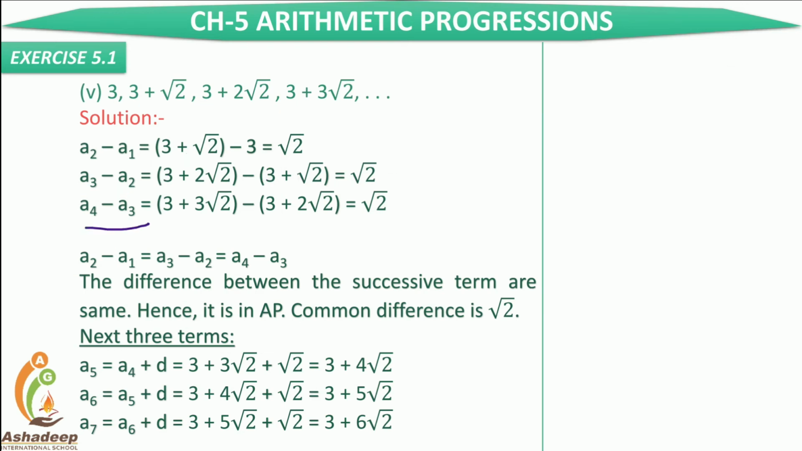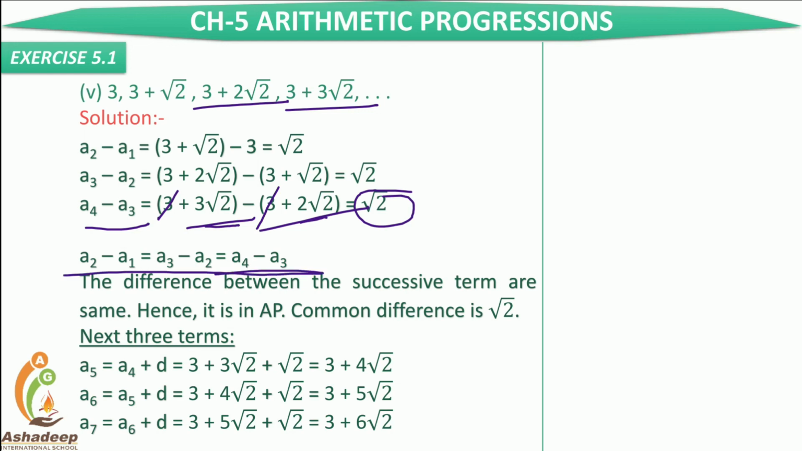Now a4 minus a3. So 3 plus 3 root 2 minus 3 plus 2 root 2. Here plus 3 minus 3, 0. Plus 3 minus 3, 0. Now 3 minus 2 is nothing but 1. So root 2 is the answer. So here the common difference is equal, hence it is in AP. The common difference is square root of 2.